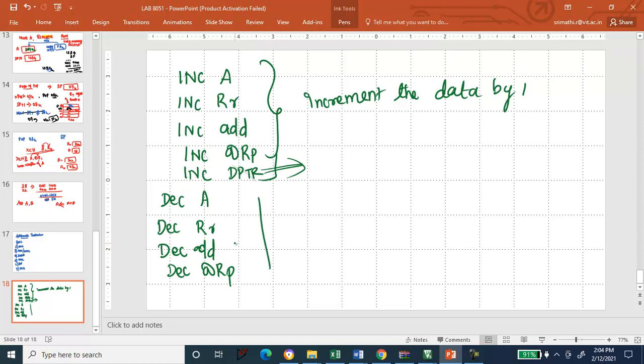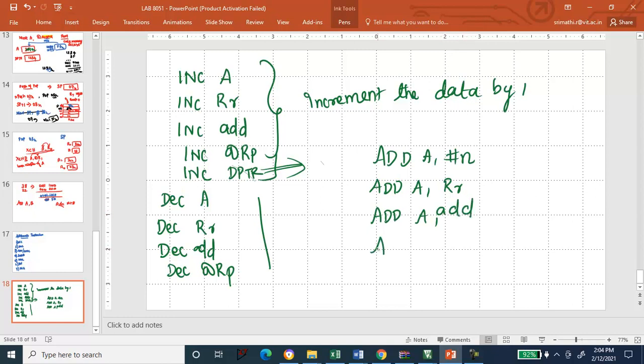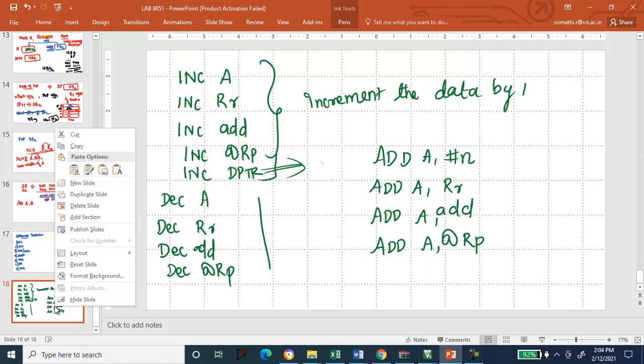And similarly, add instructions, the general format is add A comma #n, the immediate data, add A comma Rn, add A comma address, add A comma @Ri. These are the different formats, and keep in mind this is immediate addressing mode, register addressing mode, direct addressing mode, indirect addressing mode, four types of addressing modes.